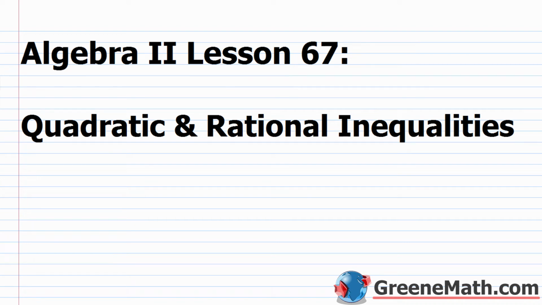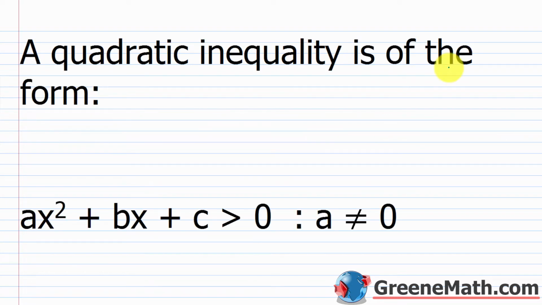In this lesson, we're going to learn about quadratic and rational inequalities. So we're going to start out by talking about quadratic inequalities. A quadratic inequality is of the form ax squared plus bx plus c is greater than 0. And of course, we have the restriction that a is not equal to 0. But other than that, a, b, and c can be any real number that you choose.